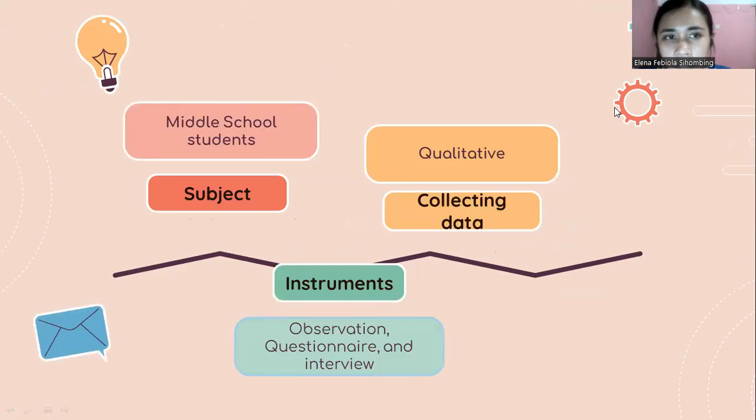So the subject of my research is the middle school students, and I am collecting the data by qualitative data. The instruments of my data are observation, after that questionnaire and interview. These three instruments I will use at the same time to collect my data.